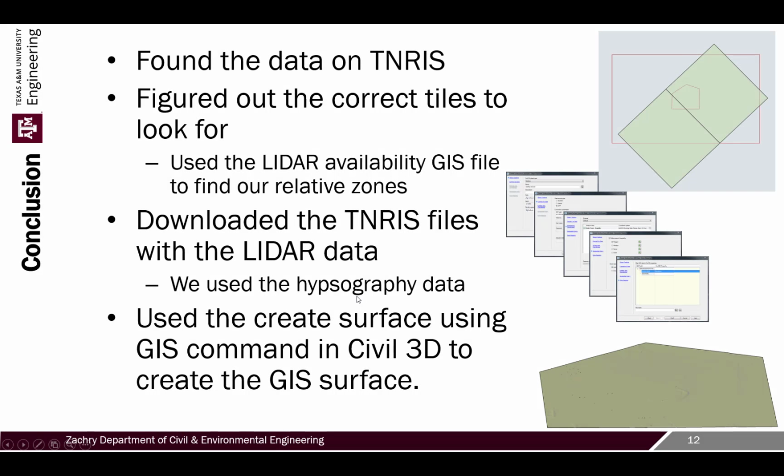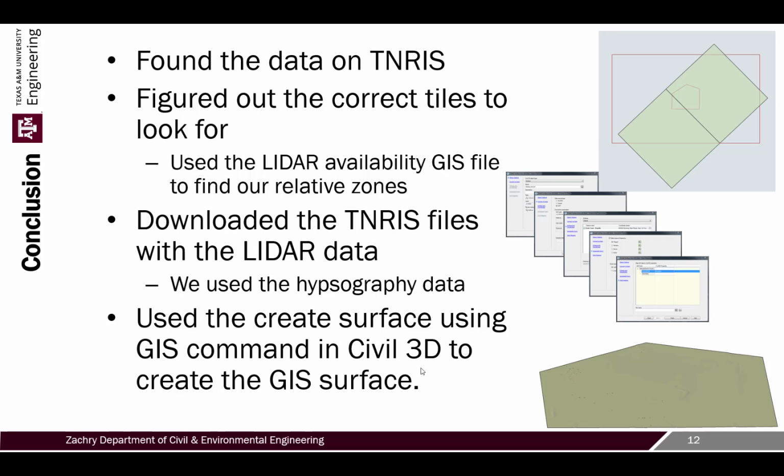So in conclusion, what we did was first we had to find the data. In our case, we went to the Texas Natural Resource webpage, TNRIS, and we found the data, but there's a lot of data there. So what we did was we went in and used the LiDAR availability GIS file to first find the tiles that we needed of the LiDAR data. And so we went in, we used our traditional bring in the GIS, we used our cross-section to pull in the data we wanted, and we ended up with these 2 tiles.